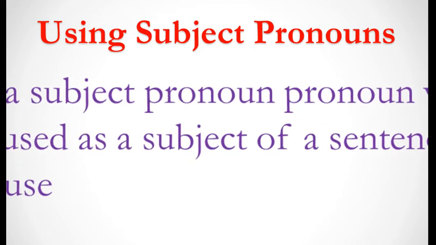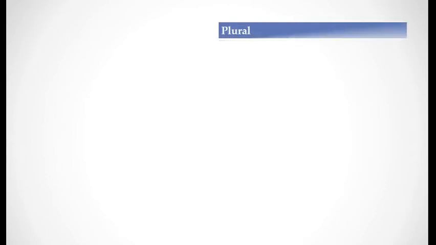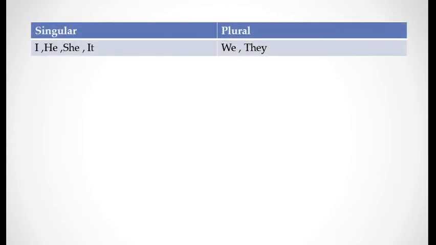Speaking about the pronouns, you have to know that we have singular pronouns and plural pronouns. Let's look at the table. Singular pronouns are I, he, she, and it. And plural pronouns are we and they. So if you're saying I, the plural of I will be we. He, she, it, the plural will be they.